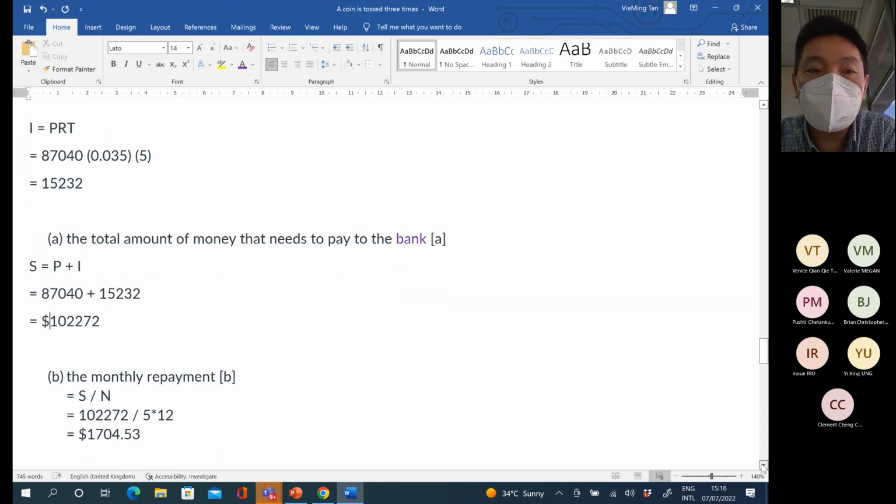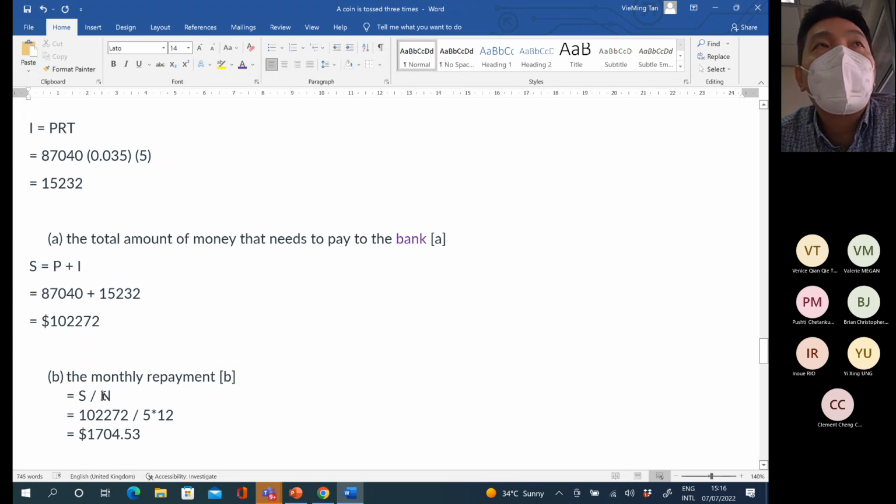Okay, monthly repayment. Monthly repayments means periodic repayment. From this sentence we know the loan payment will be made every month. So what is the formula? If the question is looking for periodic repayment, then you have to use this formula: S divided by Bn. S is from here, the maturity value, put here.